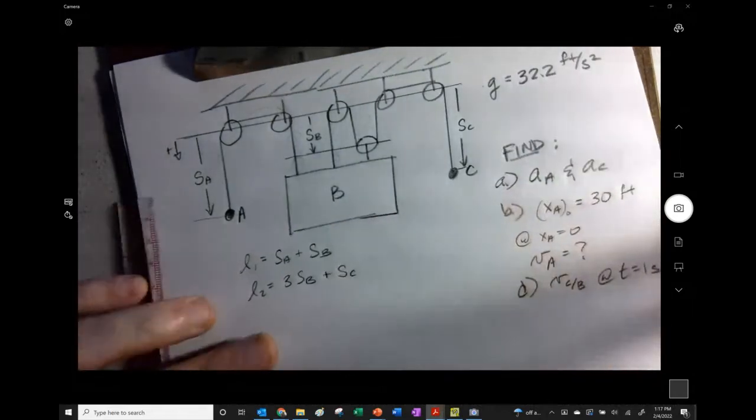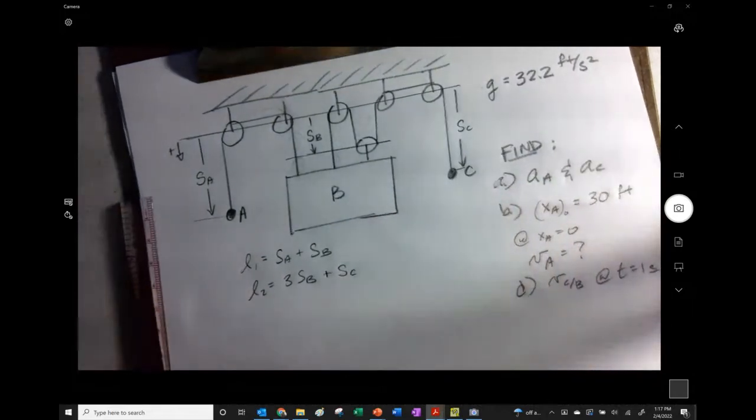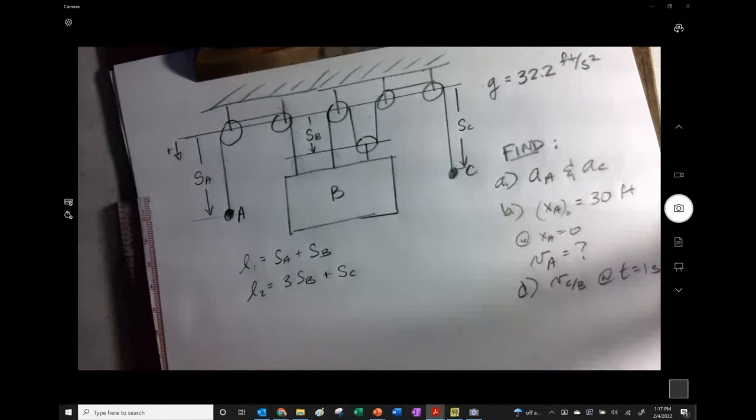I have a question as well. Are SA and SC considered the same lengths, or is that just the way your drawing is set up? It's just the way the drawing looks.